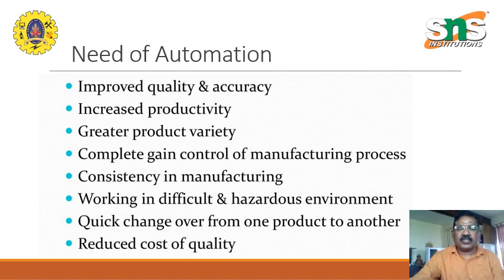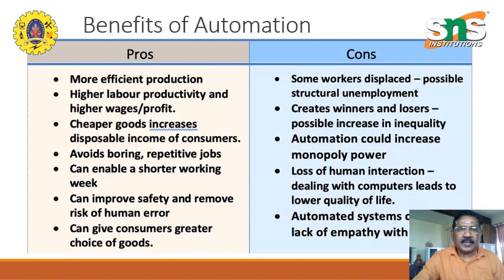Reduced cost of quality. To get quality, we need not always spend more money. We try to bring in quality by automating something, but we want to reduce the cost of attaining the quality. Benefits of automation, pros and cons, are being put up here.